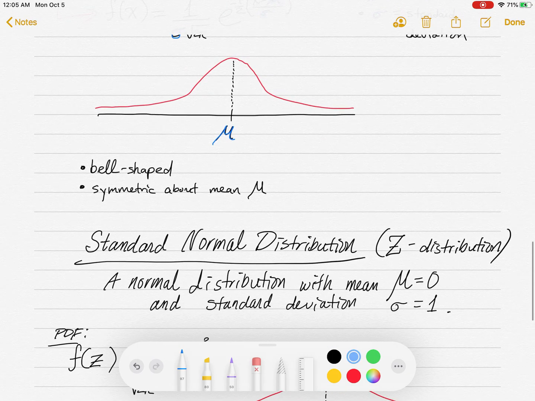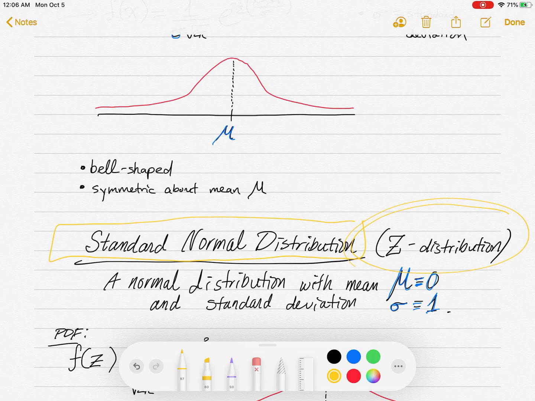Now, if you look at restricting things, if you set the mu equal to 0, and the standard deviation equal to 1, you get what's called the standard normal distribution. And that's what we want to start in this section. We want to start looking at the standard normal distribution. The standard normal distribution is also called the z distribution, and it's basically just the normal distribution with mean 0 and standard deviation 1. So just keep that in mind.